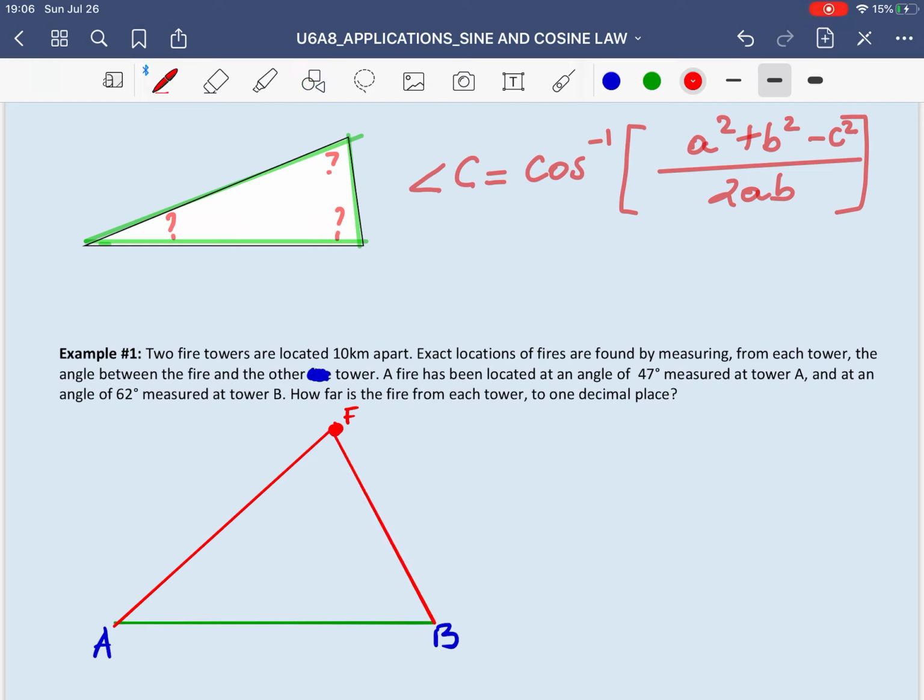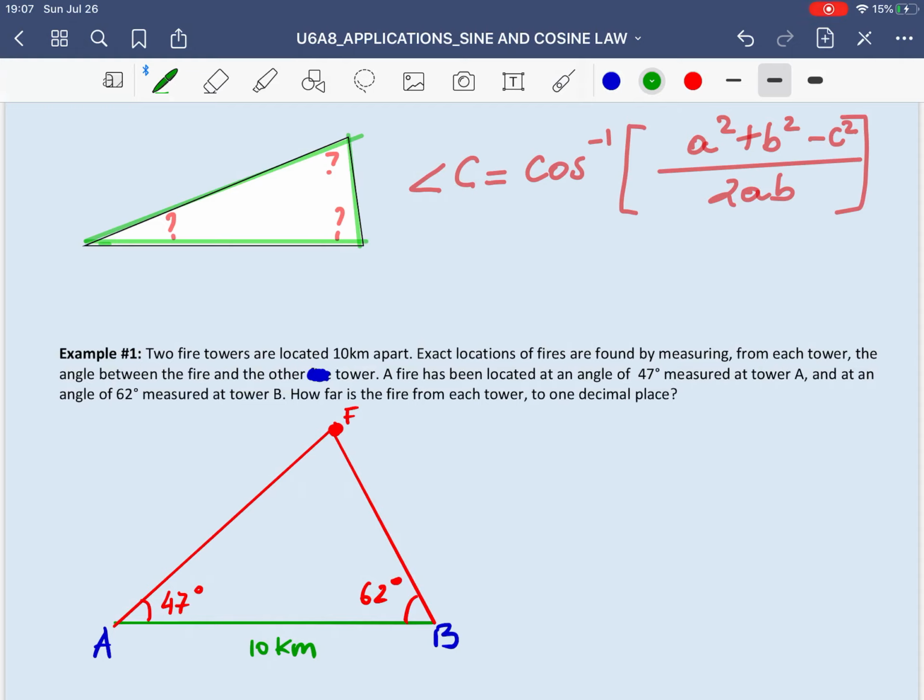So we are given the angles: 47 from Tower A, and from Tower B, 62 degrees. What we need to know is the lengths. The first thing I want to do is sort out what information I am given. I know that AB would be 10 kilometers, so I'll write this down.